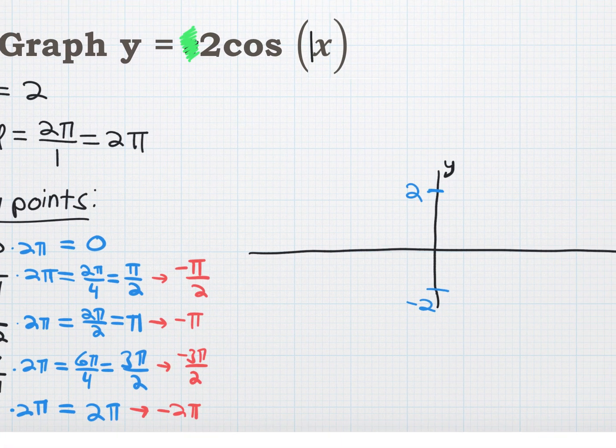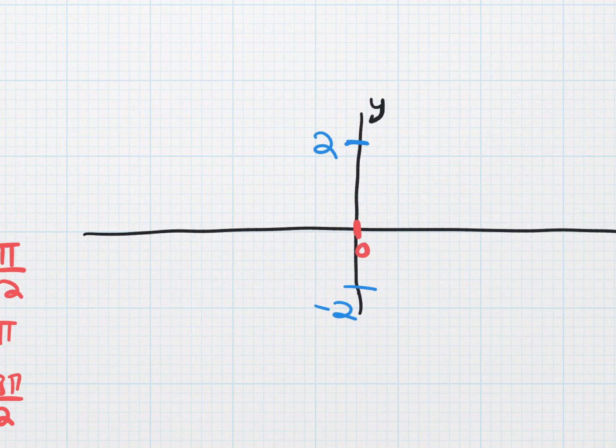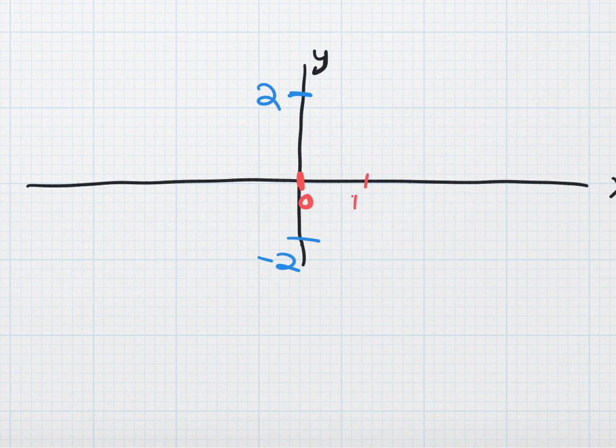We also want to plot our key points on the x-axis. We always start at 0. The next number that we had was pi over 2. The next number was pi, the next number was 3 pi over 2, and then the next number is 2 pi.